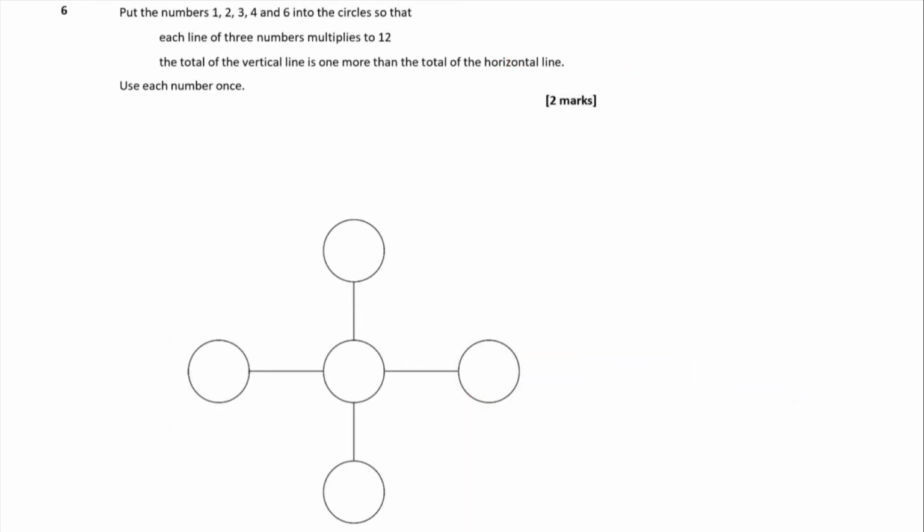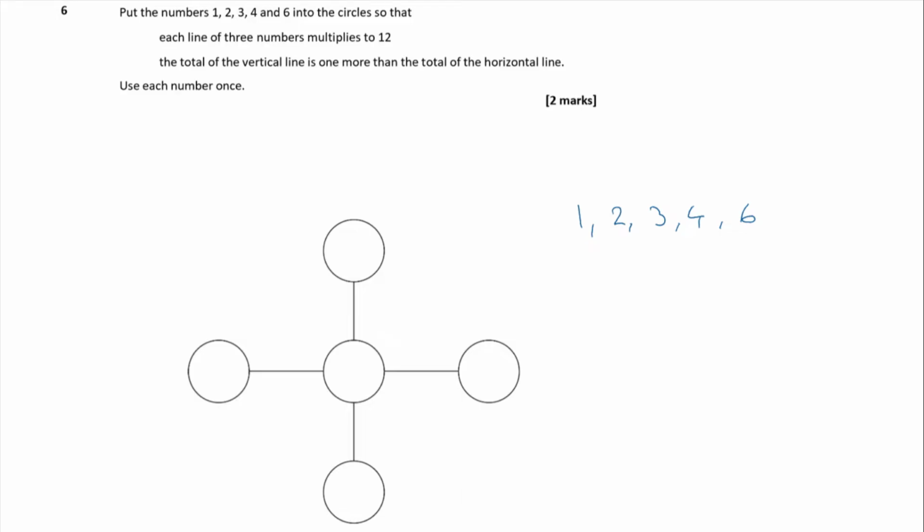Question 6, put the numbers 1, 2, 3, 4 and 6 into the circles so that each line of three numbers multiplies to 12, and the total of the vertical line is one more than the total of the horizontal line. Use each number once. Okay, now this is going to be a massive trial and improvement thing going on here. Right, so I'm just going to play around with these numbers to see what I can do. So I've got 1, 2, 3, 4 and 6.